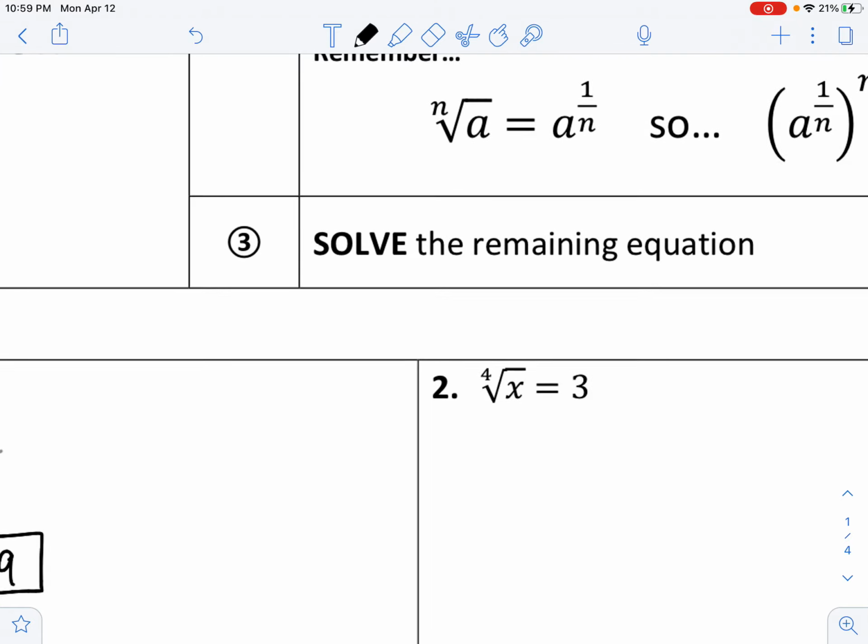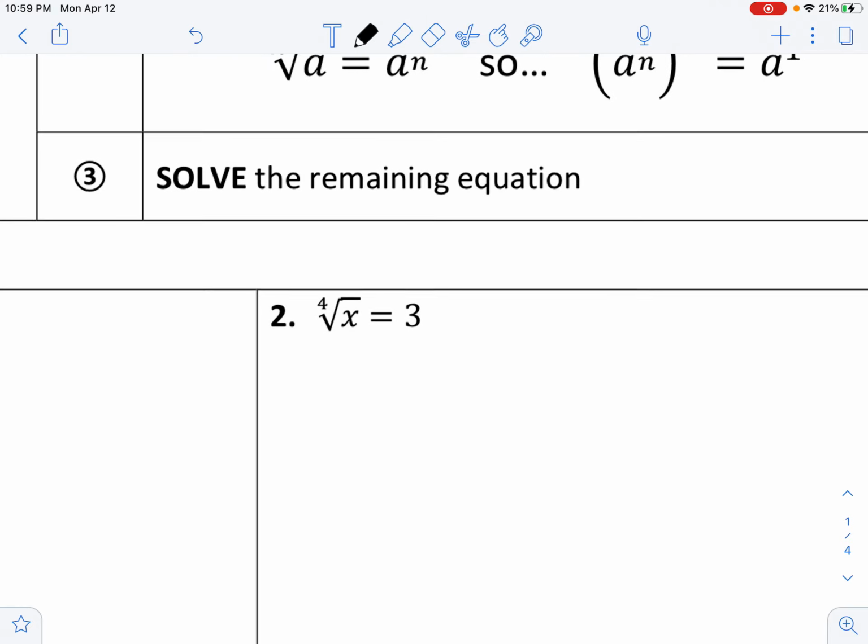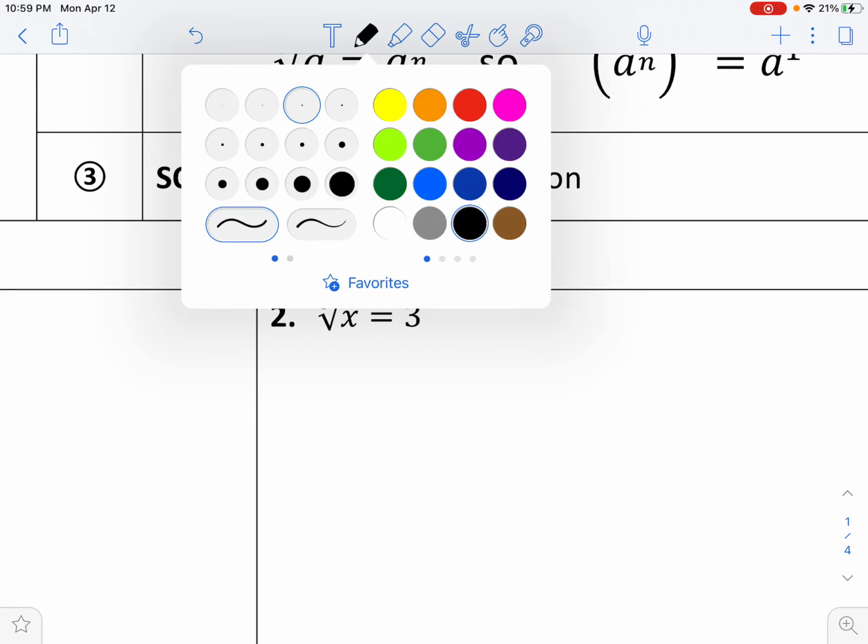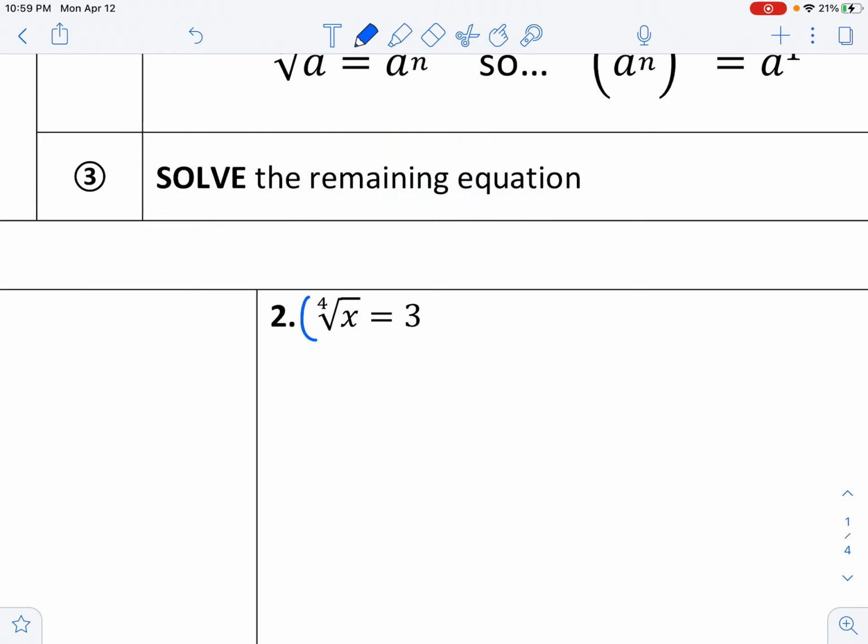All right, the next one, the radical is already by itself, so we can go straight to eliminating it by raising both sides of our equation to the fourth power. The fourth root and the fourth power undo each other, so we would just have x equals 3 to the fourth power, which is 81.